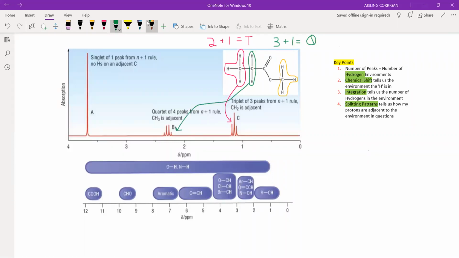And then I look at the furthest one, and I see that this environment actually has no protons adjacent to it, because the hydrogens involved in this environment are bonded to a carbon, which is bonded to an oxygen, which is bonded to COO. There are no other hydrogens. So it's none plus 1, which is going to be a singlet, I should say. So that one belongs to A. Excellent.